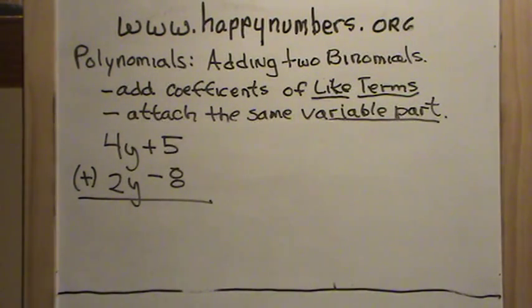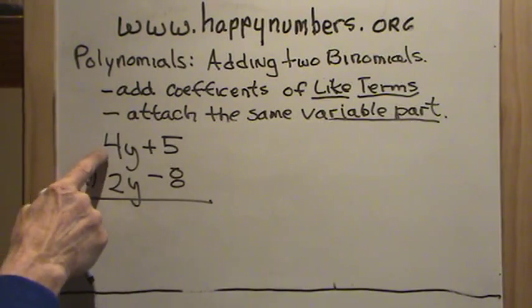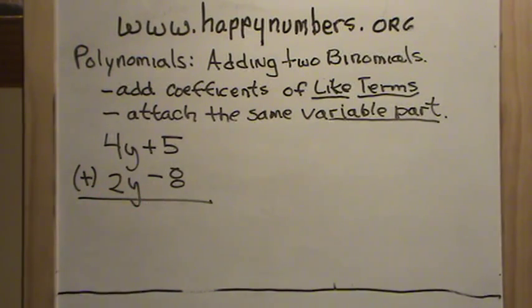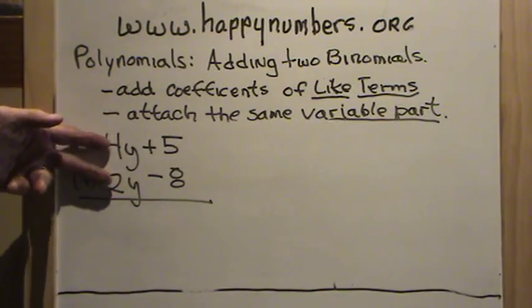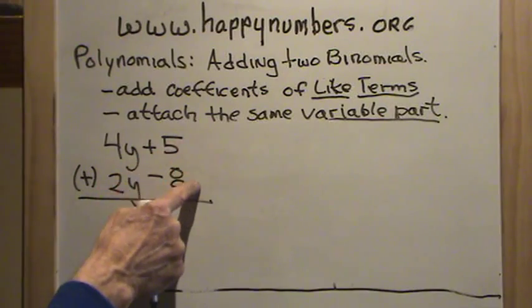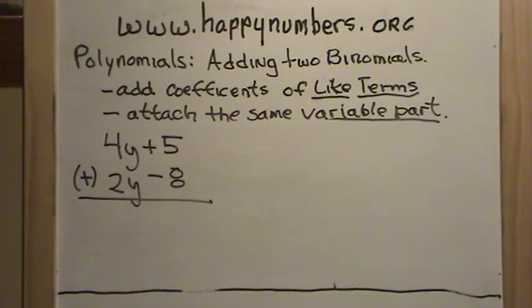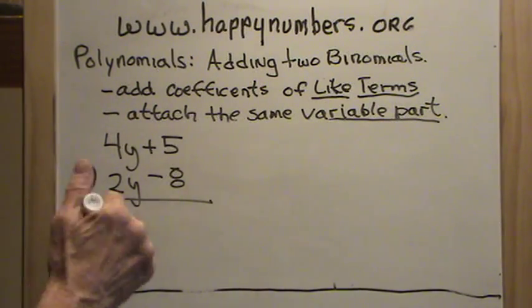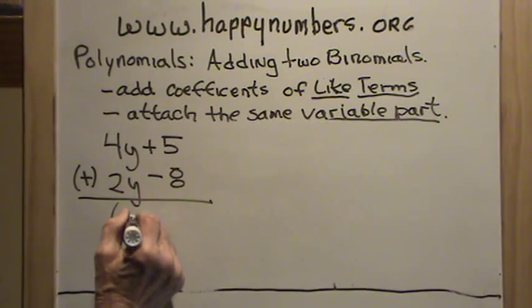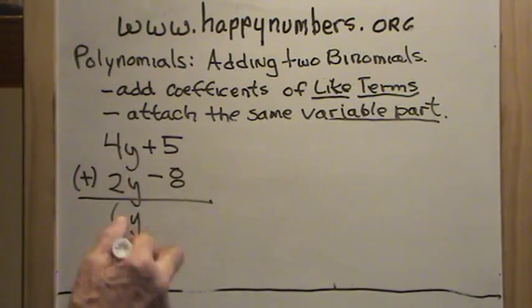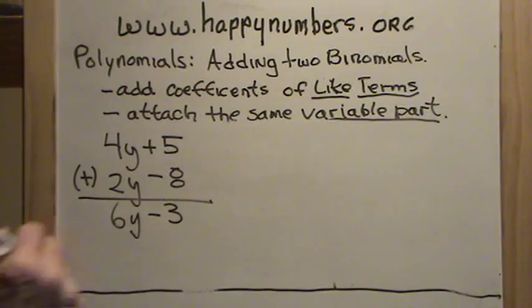Let's take a look at an example. We have the binomial 4y plus 5, and we have the binomial 2y minus 8. Well, these are like terms because their variable parts are similar, and these are like terms also because their variable parts are similar because there is no variable part. So we can add these. So we add the coefficients. 4 plus 2 is 6, and we use the variable part, 6y. And here we can combine negative 8 and a positive 5, which would give me a negative 3. Very, very simple skill set.